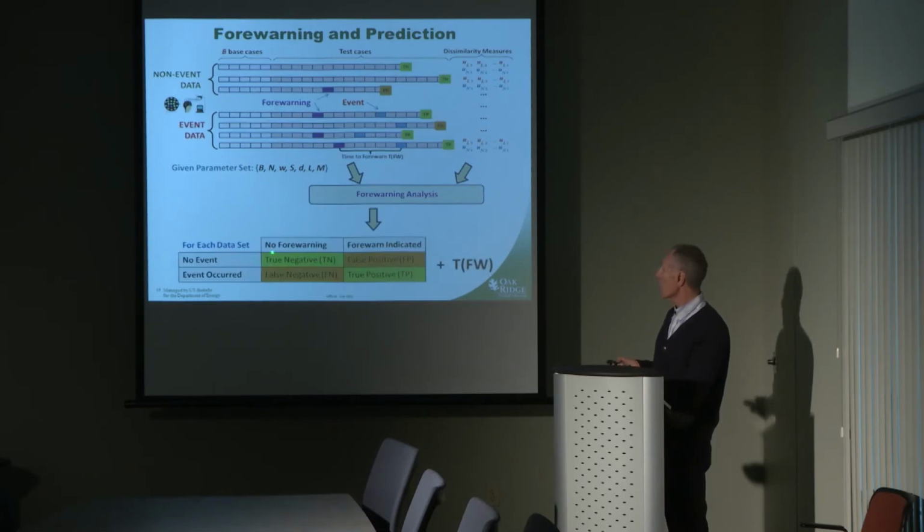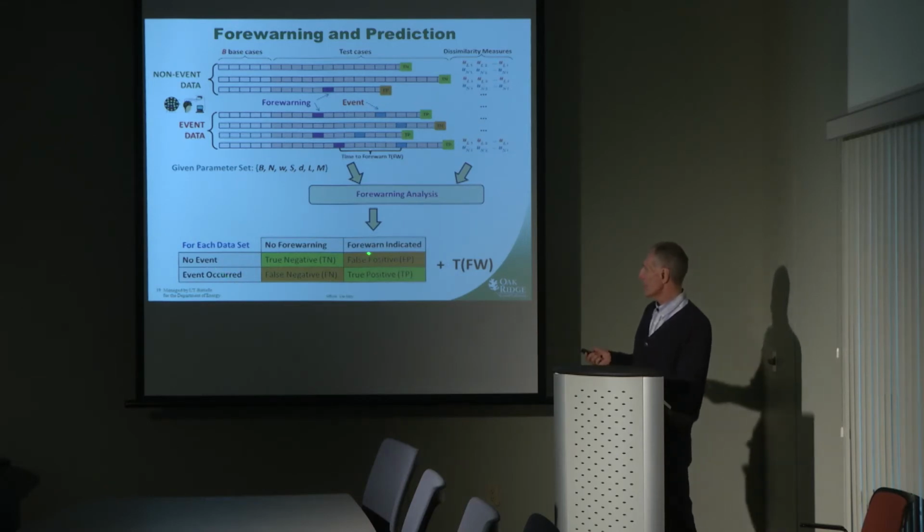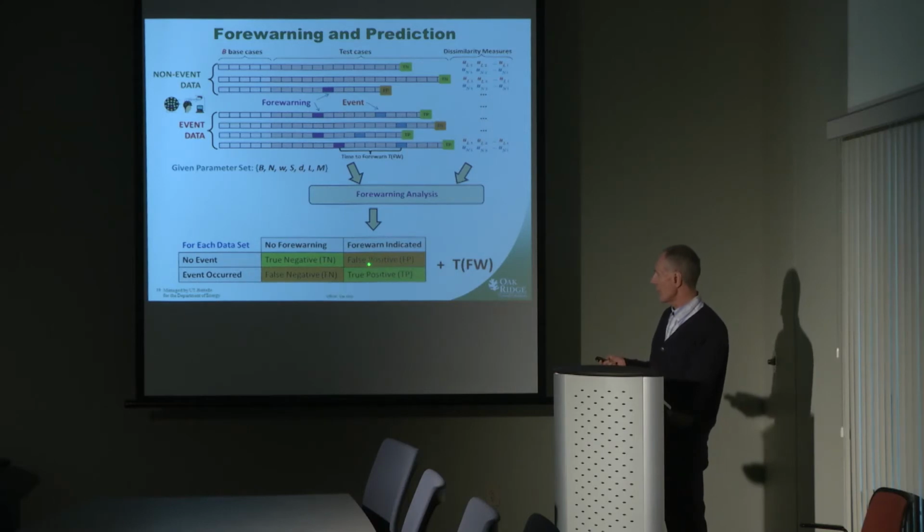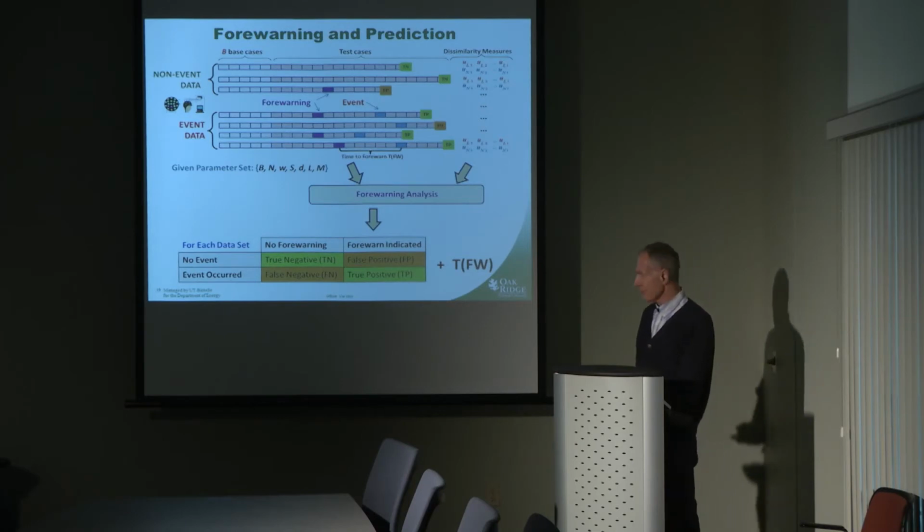Clearly, what one wants to do is to maximize the true negatives, that is, no forewarning when there is no event, and we also want to maximize the true positives, which is forewarning when there is a real event. Inversely, we want to minimize the false positives, which is a forewarning when there's no event, and we also want to minimize the false negatives, which is no forewarning when there is a real event.